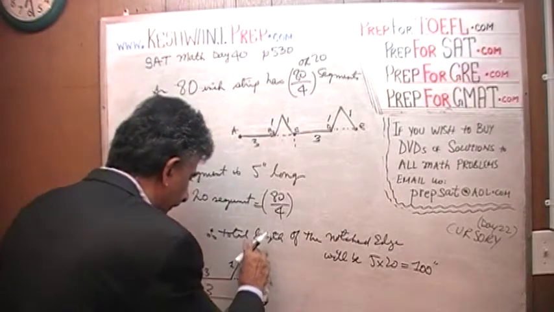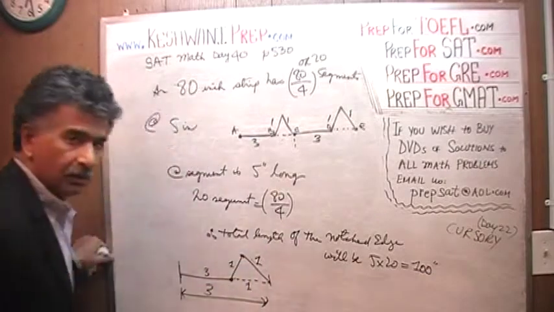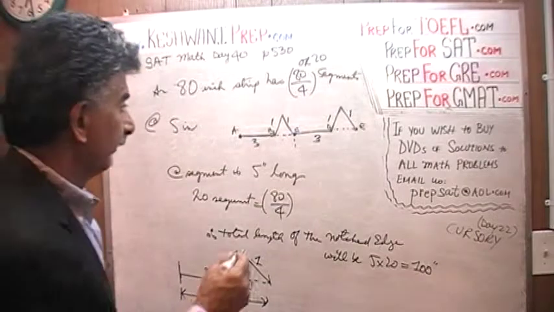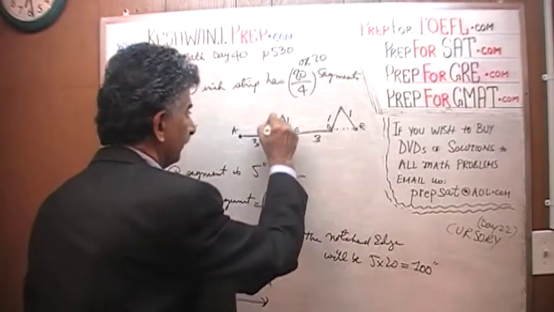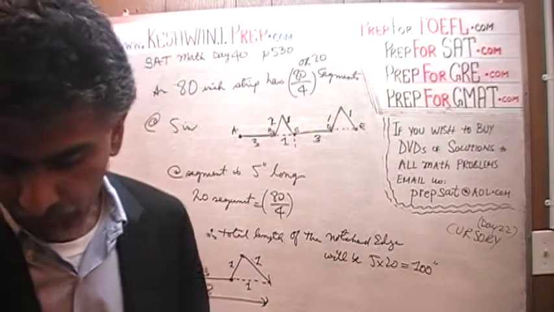Now, how do we know that from here to here is 1 inch? Because they're telling us that the triangle that we're cutting is an equilateral triangle. And since this distance is 1, therefore this distance is 1 and this is 1. That's all it is.